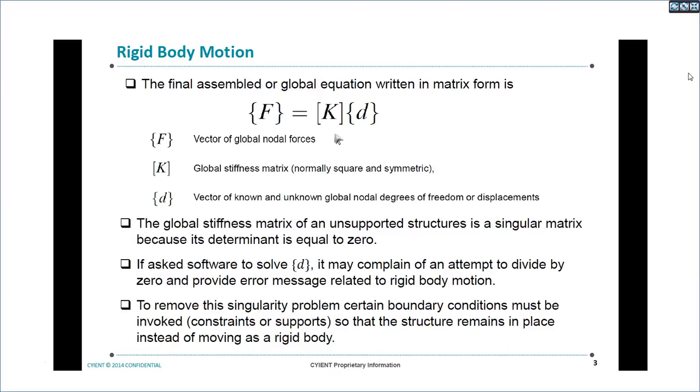So we should remove the singularity in the stiffness matrix by imposing the boundary conditions. If you ask the software to solve for D, it may complain of an attempt to divide by 0, providing an error message related to rigid body motion. So if you try to solve this type of problem without putting any constraints, it will give a rigid body motion error. To remove the singularity, we need to impose the boundary conditions.